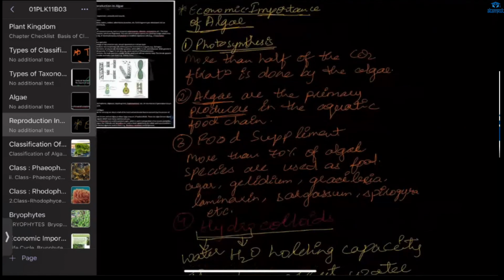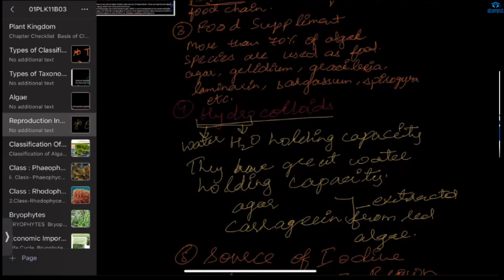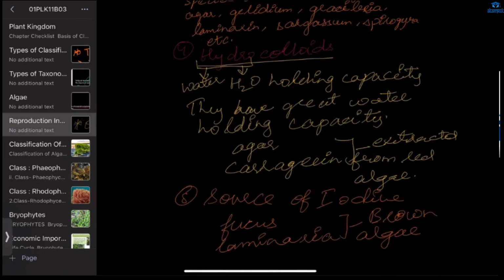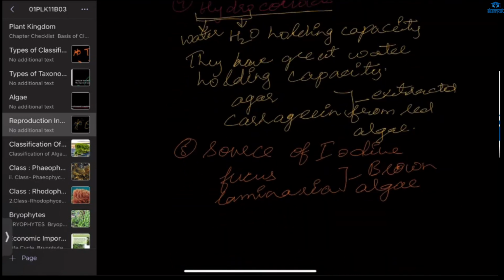As an algae, what is the importance of algae? Hold together, it is photosynthetic, means that more than half of the CO2 fixation on the earth is done by these alga. Then alga are what? They are primary producers of the food in the aquatic food chain. Then food supplement, most of the alga, like more than 70 to 75% of the alga are used as food, like Laminaria, Sargassum, etc. And they have very good water holding capacity. That is why they are used to make jellies. And they are a good source of iodine like Fucus and Laminaria, which are present in brown algae.